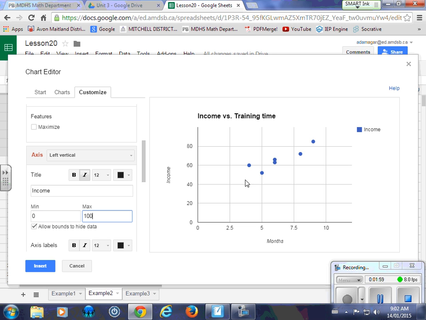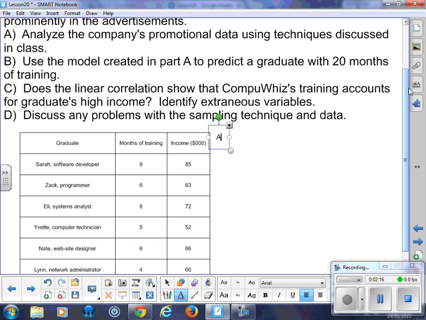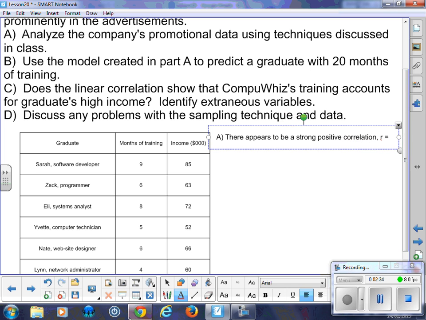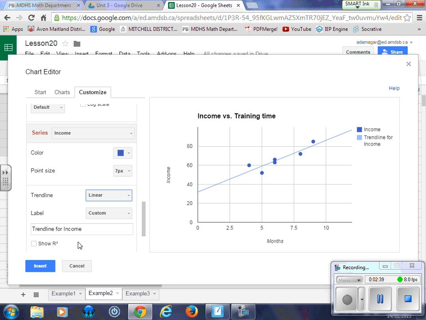And there we go. So initial analysis here is, there's a pretty strong linear correlation, and that's what I'm going to type up here in the right area. So, what do we got here? A, analyze the promotional data, so I'm going to analyze it. There appears to be a strong positive correlation. R equals, and let's take a look at what the R value is going to be. Scrolling down, let's do a linear trend line. Give me an R value.